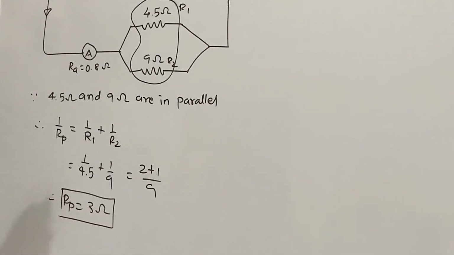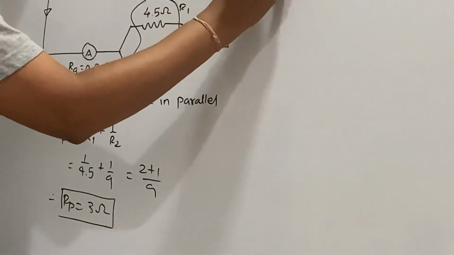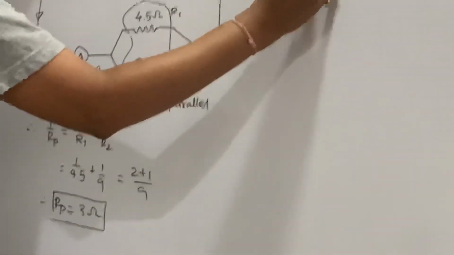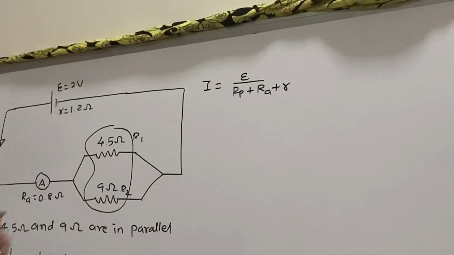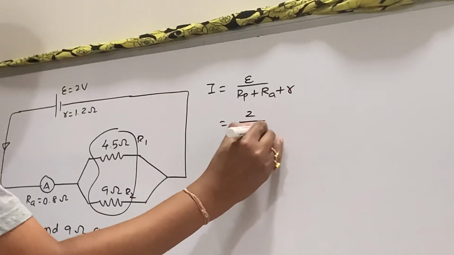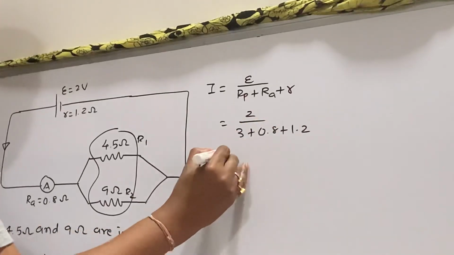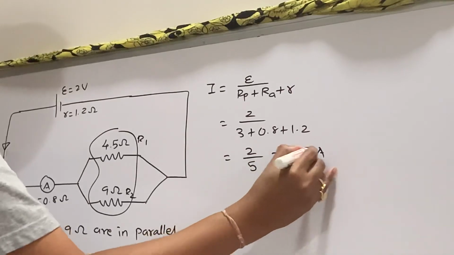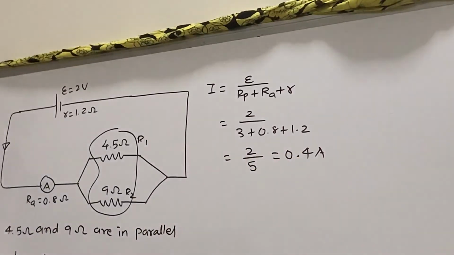Now they want current, so current I is equal to EMF upon Rp plus ammeter resistance plus internal resistance. EMF is 2, Rp is 3 plus 0.8 plus 1.2. So this is 2 by 5, which is 0.4 ampere. This is the current through the circuit.